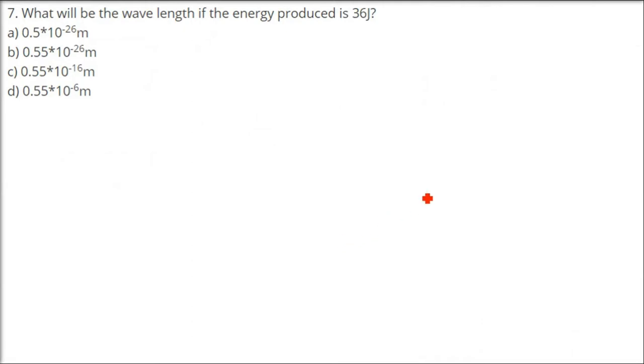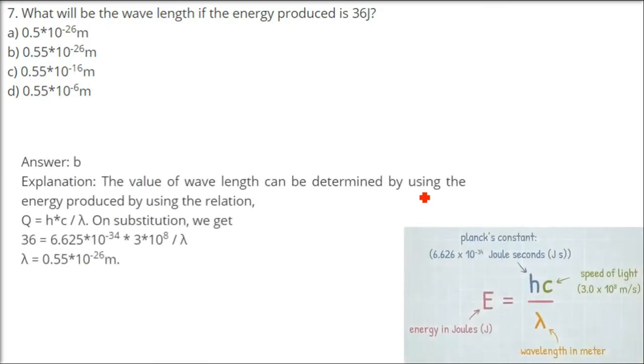What will be the wavelength if the energy produced is 36 joules? Same formula we are going to apply here. E is hc by lambda. In place of E, you are going to put 36. In place of H, you already know, 6.626 into 10 to the power minus 34. Speed of light is 3 into 10 to the power 8. Lambda we need to find out, and lambda will be 0.55 into 10 to the power minus 26. B is the answer.